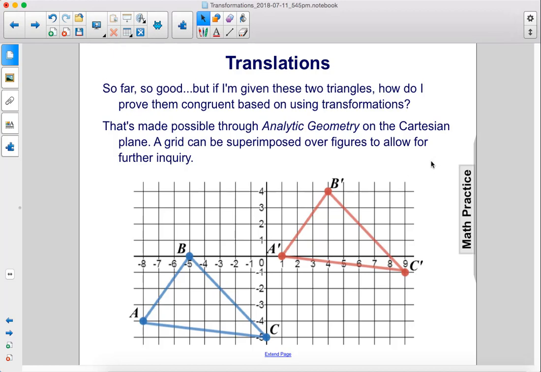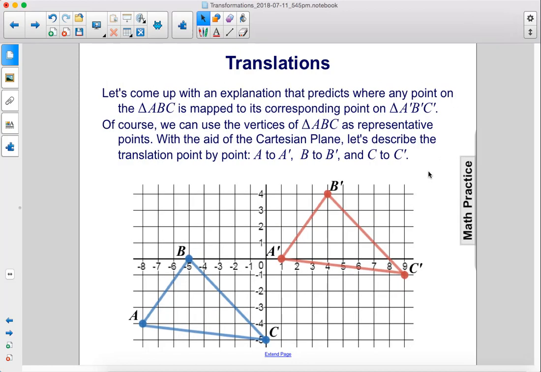A grid can be superimposed over figures to allow for further inquiry. Let's come up with an explanation that predicts where any point on triangle ABC is mapped to its corresponding point on triangle A'B'C'. Of course, we can use the vertices of triangle ABC as representative points. With the aid of the Cartesian plane, let's describe the translation point by point. A to A prime, B to B prime, and C to C prime.